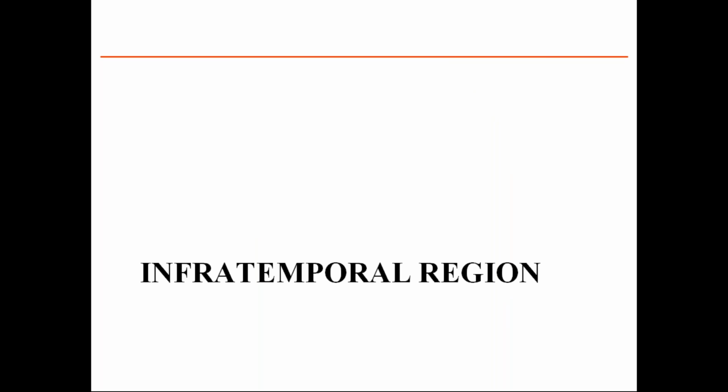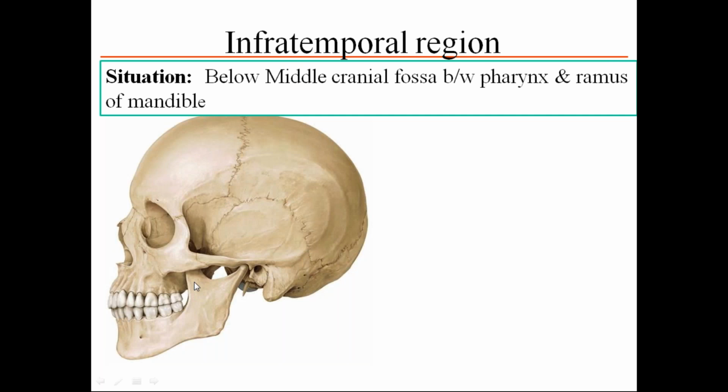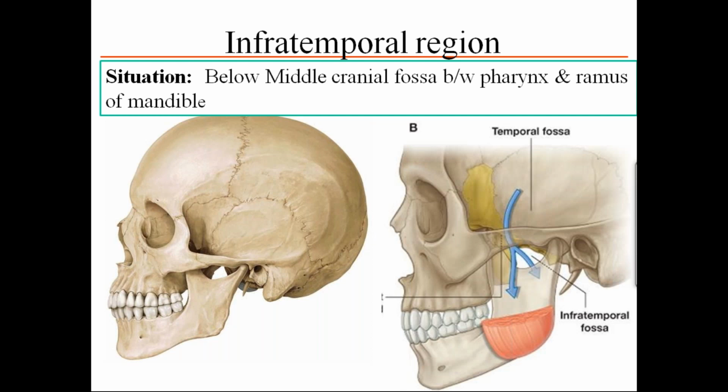So other contents I'll take in the next session in detail, because here and there it will come up in the infratemporal fossa. So if you see about the infratemporal region, I already said it is an irregular space just behind the maxilla and below the temporal bone, and also it is situated below the middle cranial fossa. If you exactly see, it is a place between the pharynx and the ramus of the mandible. Okay. So above, it communicates with the temporal fossa through a gap behind the zygomatic arch.